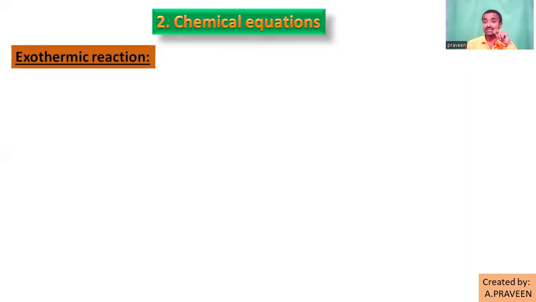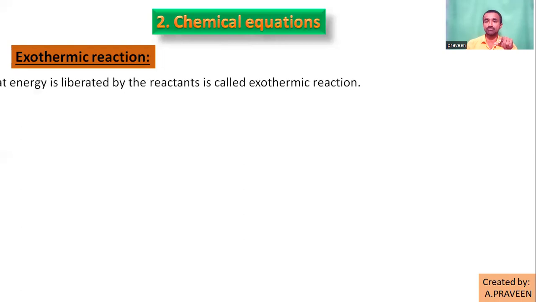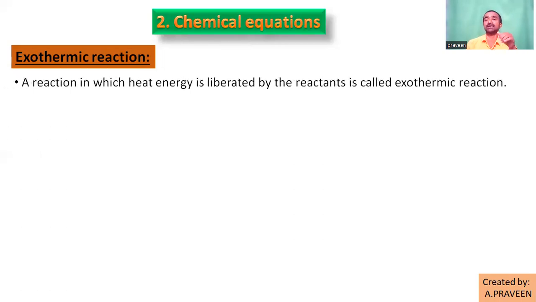Exothermic: existing, simple code. While naming the reaction as exothermic, you can use the first two letters, "ex", meaning liberation, coming out, something is giving out. So what is giving out? Heat energy. So in any reaction, if a certain amount of heat energy is liberated, released by the reactants as product, then that reaction is called an exothermic reaction. A reaction in which heat energy is liberated by the reactants is called an exothermic reaction.